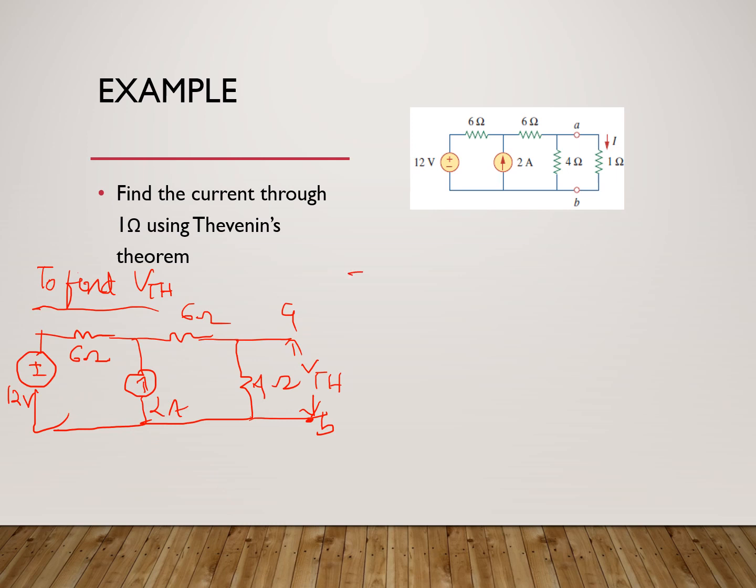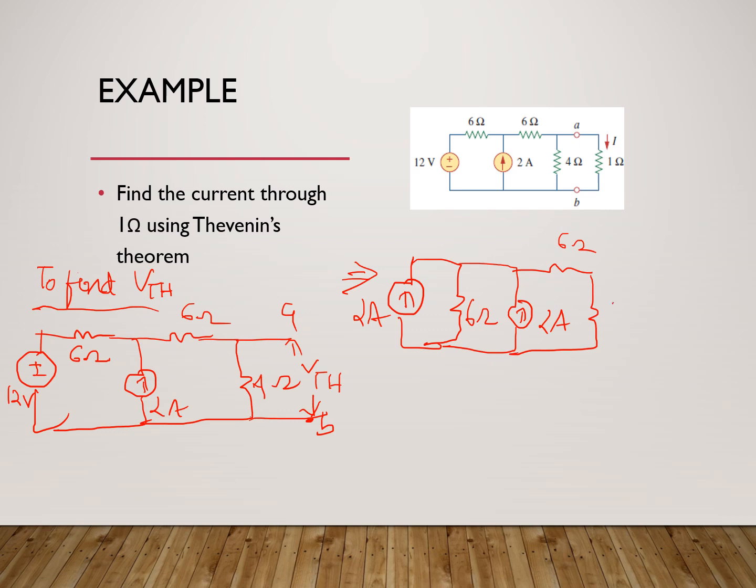Which means that I'll convert the 12 volt voltage source to a current source. 12 divided by 6 gives 2 ampere, and the 6 ohm which is in series comes in parallel. That is by source transformation. So using source transformation, this becomes 2 ampere and this becomes a 6 ohm resistance, and then another 2 ampere. This is the original 2 ampere, 6 ohm and the 4 ohm. So you can see that the 6 and 4 are in series actually now, right? And this is the voltage which we are going to be finding out.